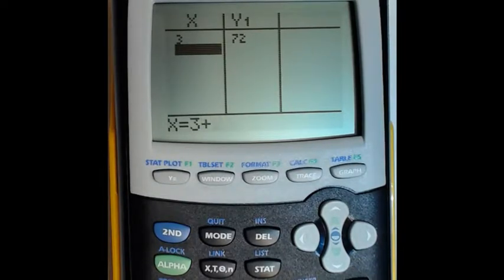3 plus 1, and it even calculates it for me. So you could do this again. You could have just put in 4 if you wanted to, and then the next one it wants is 3 plus 0.1, and then it wants 3 plus 0.01.